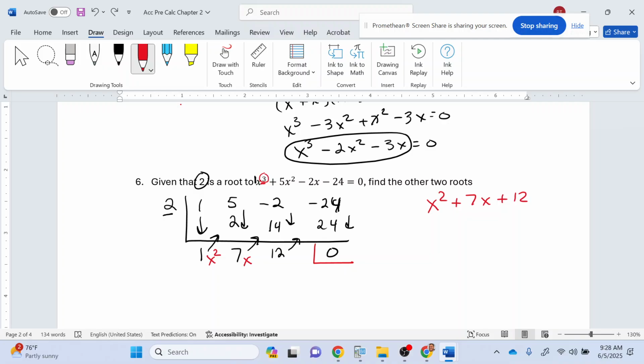Instead of doing synthetic division, I could just factor this. So I'm going to take this, which is 12, and I'm going to factor it. So 12. Things that multiply to 12 that add to 7. Good. 3 and 4, 4 and 3. X plus 3, x plus 4 equals 0. So my answer should be good, negative 3 and negative 4.